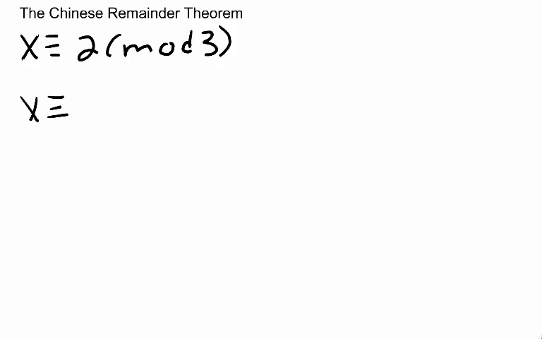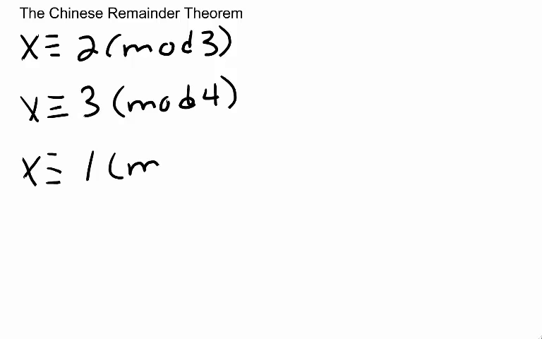Suppose we have x is congruent to 2 mod 3, x is congruent to 3 mod 4, and x is congruent to 1 mod 5. We wish to find a solution x that will satisfy all three congruences.